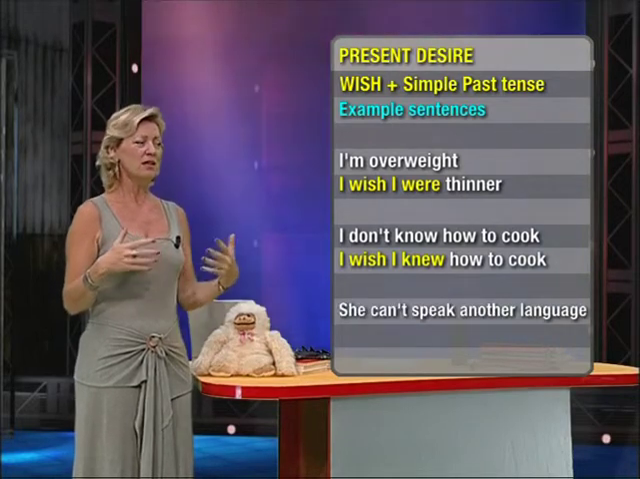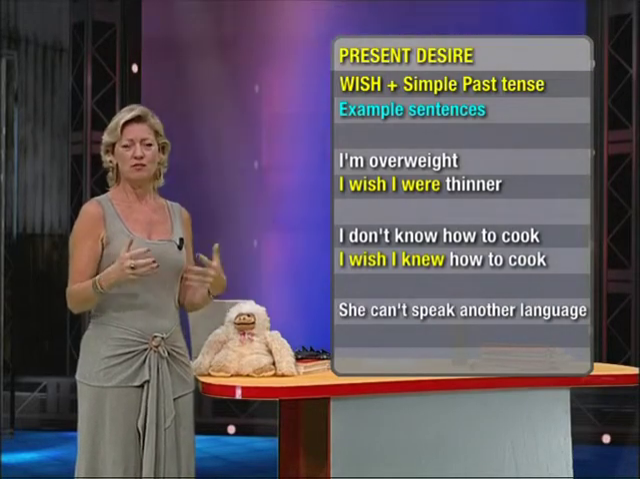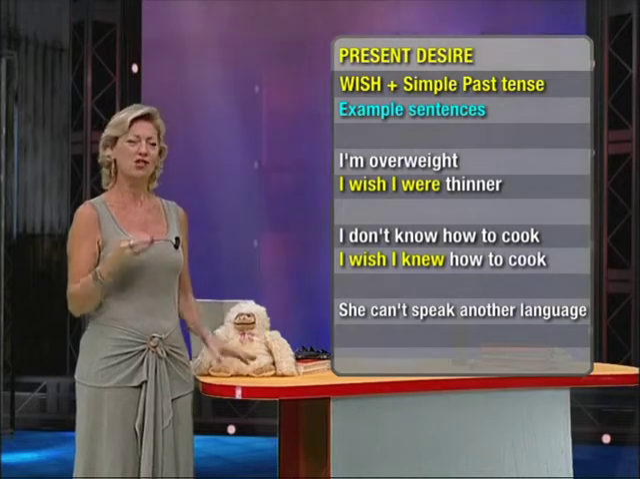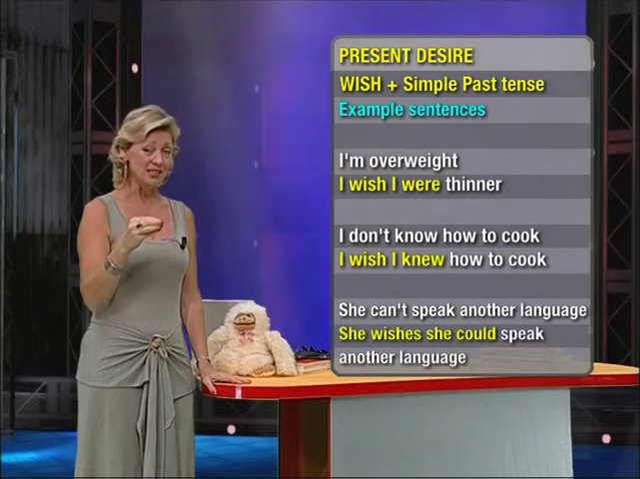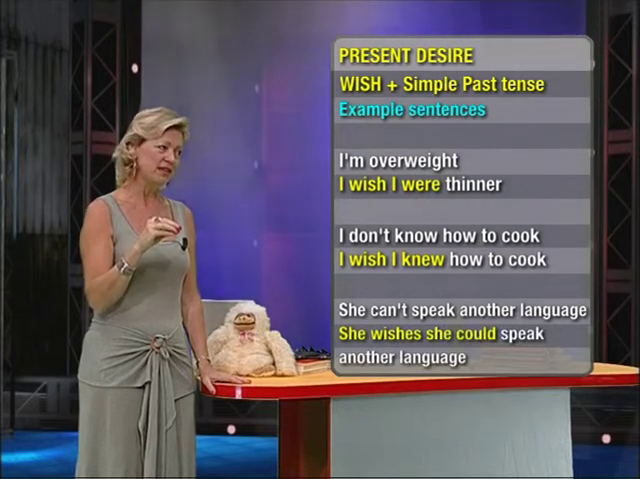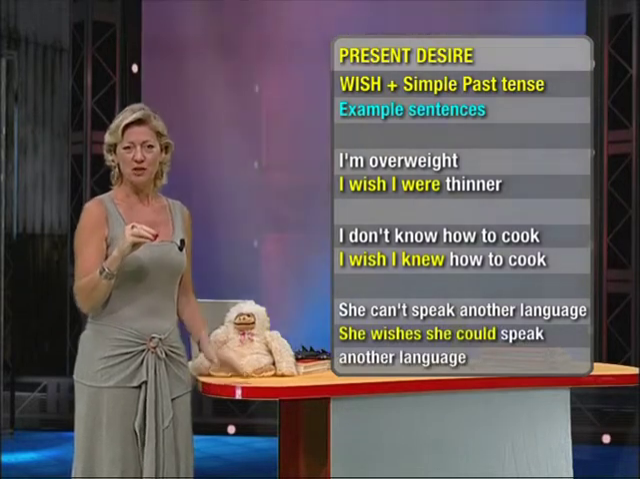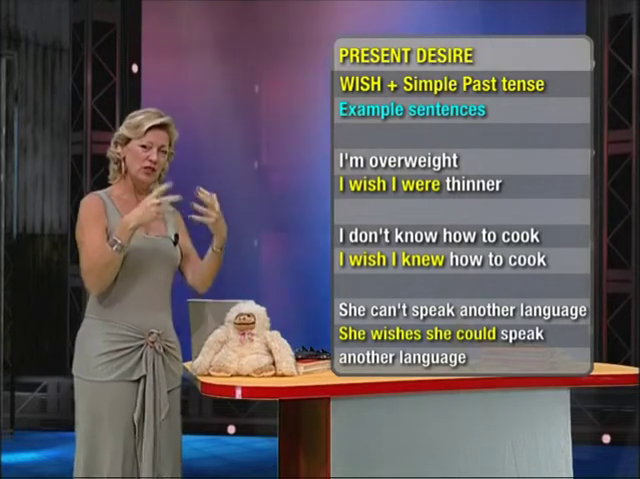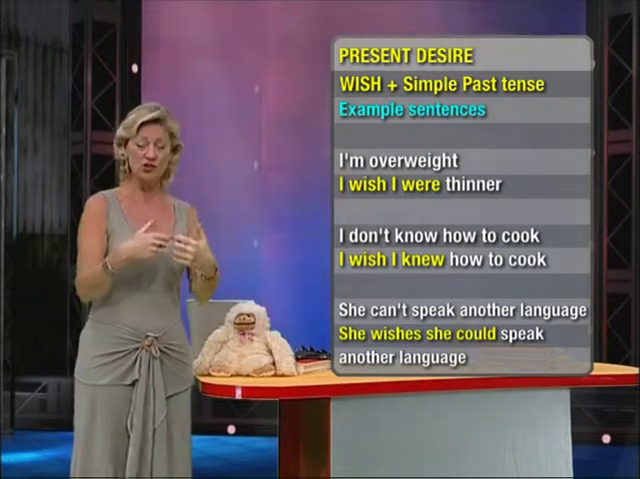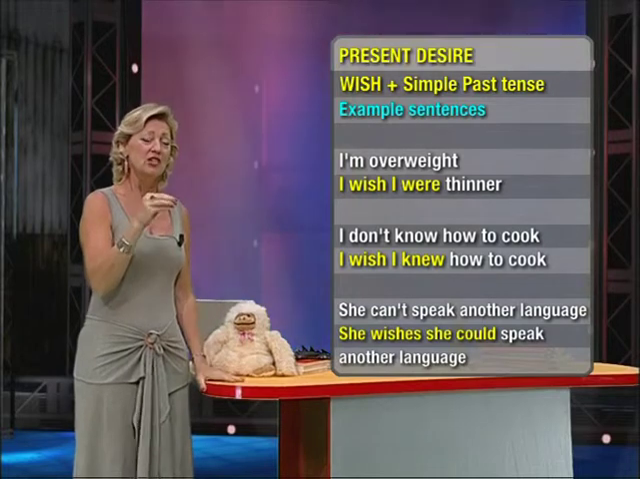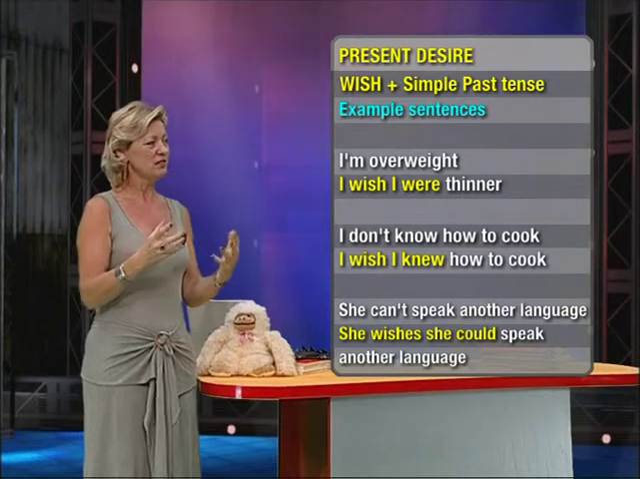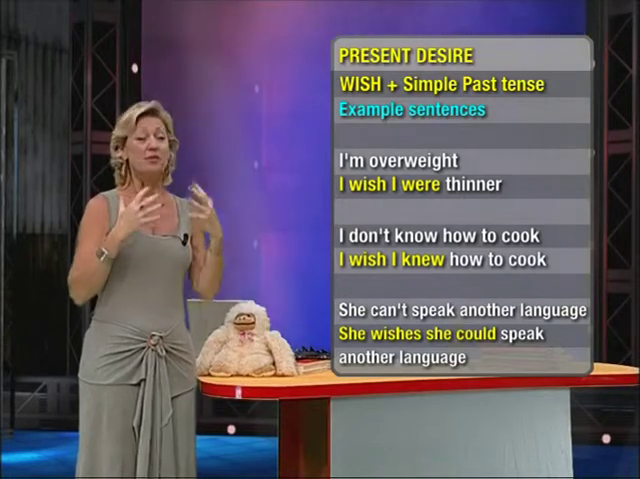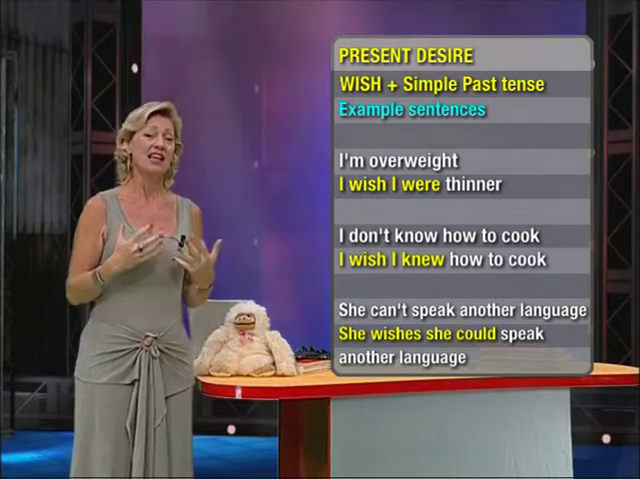She can't speak another language. So the girl can't speak another language. She has a desire. She says she wishes she could speak another language. So we're in the present. She wishes, I wish, you wish, he wishes. She could in the simple past, all right? She wishes she could. So that is a present desire that you have.